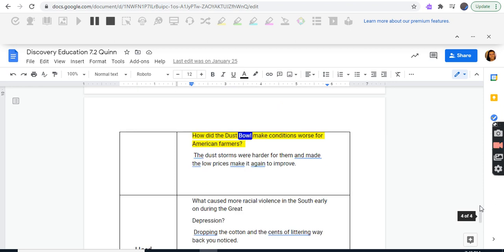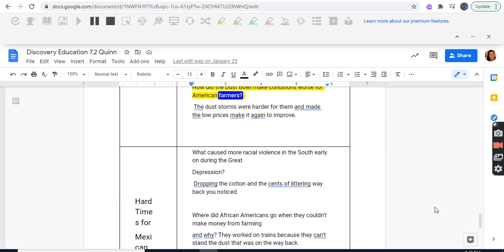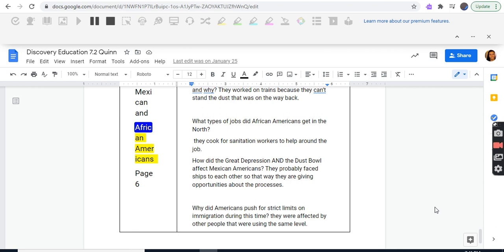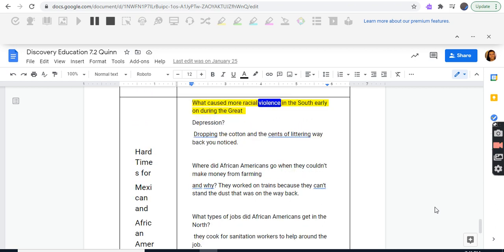How did the Dust Bowl make conditions worse for American farmers? The dust storms were harder for them and made the low prices make it again to improve. Hard times for Mexican and African Americans. Page 6. Racial violence in the South early on during the Great Depression? Dropping the cotton and the sense of littering way back you noticed.